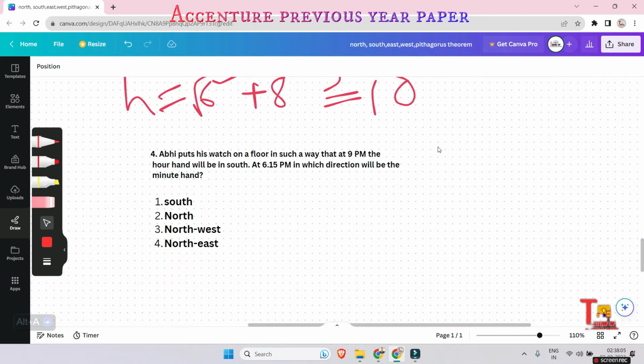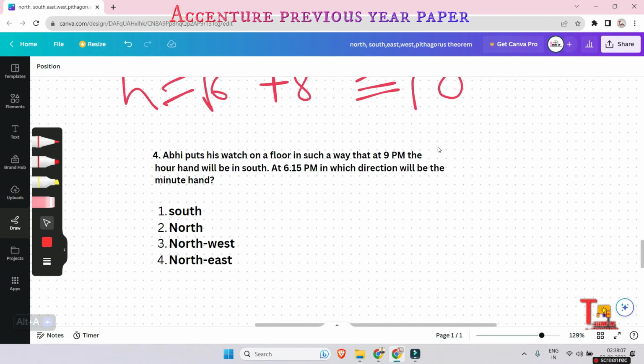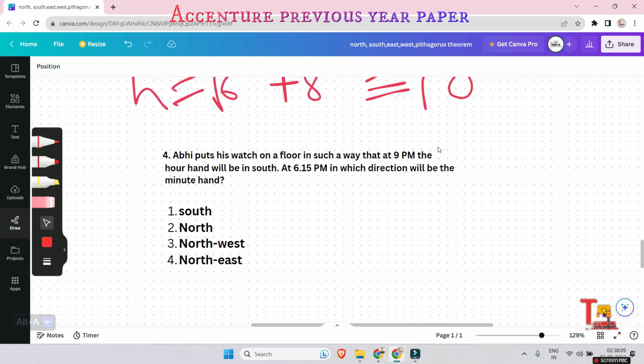He puts his watch on a floor in such a way that at 9 p.m. the hour hand will be in the south. At 6:15 p.m., in which direction will the minute hand be? That is the question. So think a little, then come to a solution, and if not possible, then watch.